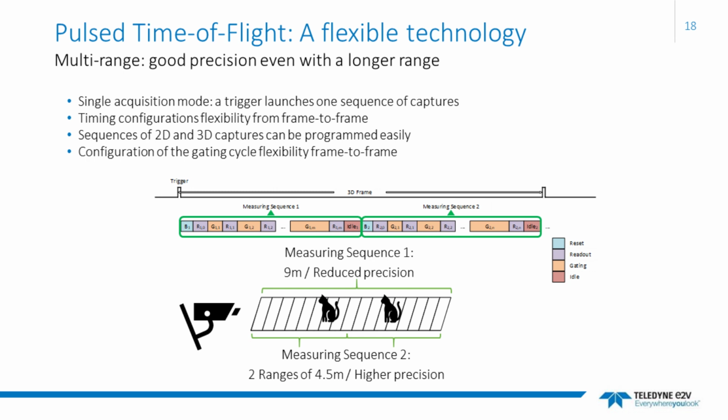However, with the flexibility of the Teledyne sensor, you can program several measuring sequences with different characteristics and parameters. Below is an example where the first measuring sequence is looking at a long range from 1 to 10 meters, and so with a reduced precision. And when something is detected into the range, the sensor switches immediately to the second measuring sequence, looking at a shorter range of 4.5 meters, for example, so with a higher precision to better estimate its distance or its shape.